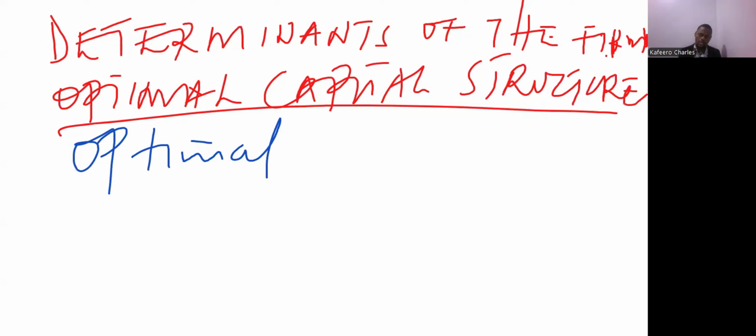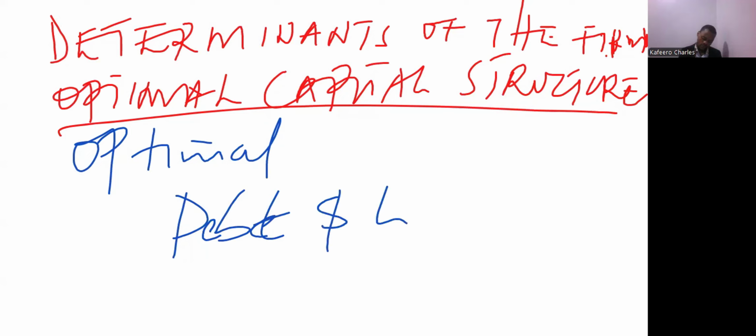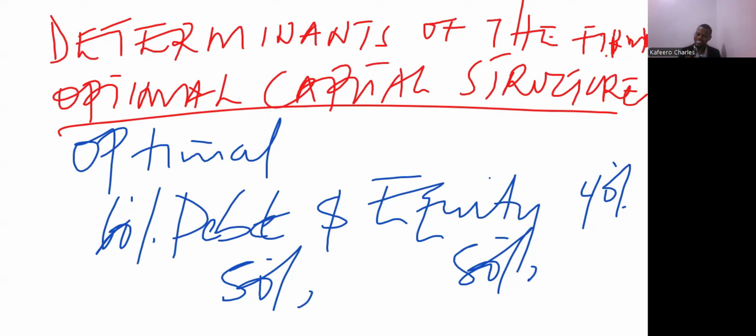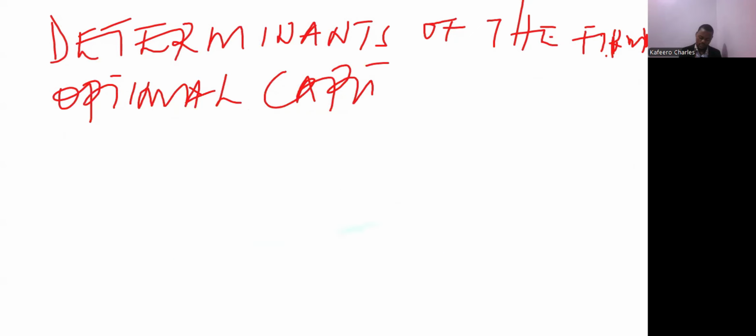We want to look at what is that good composition of debt and equity. What is the optimal level that I should have, let's say 50% debt and 50% equity, or should I be having 40% equity or 60% debt? What factors can we look at and say that based on this we should have this, so that we can moderate?